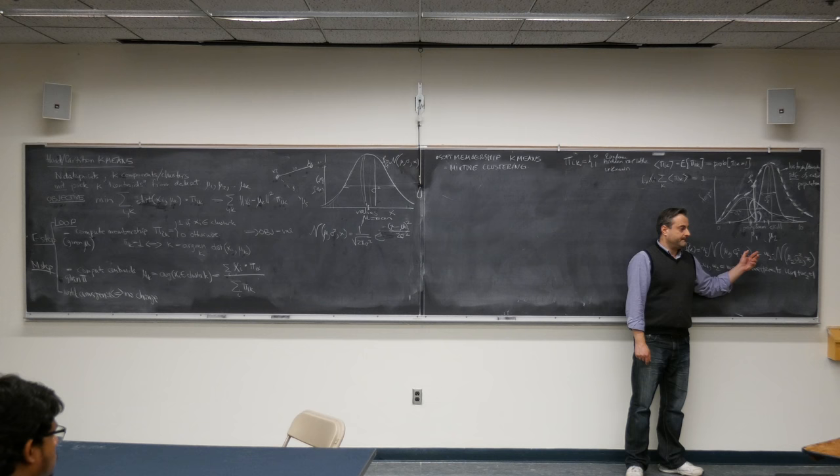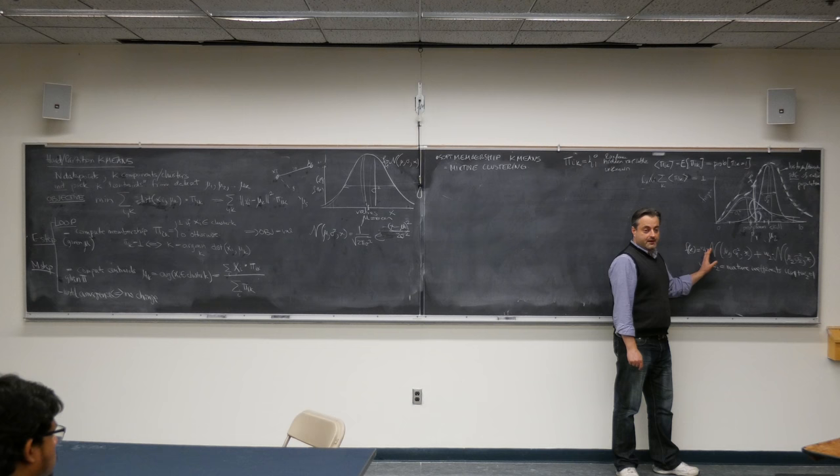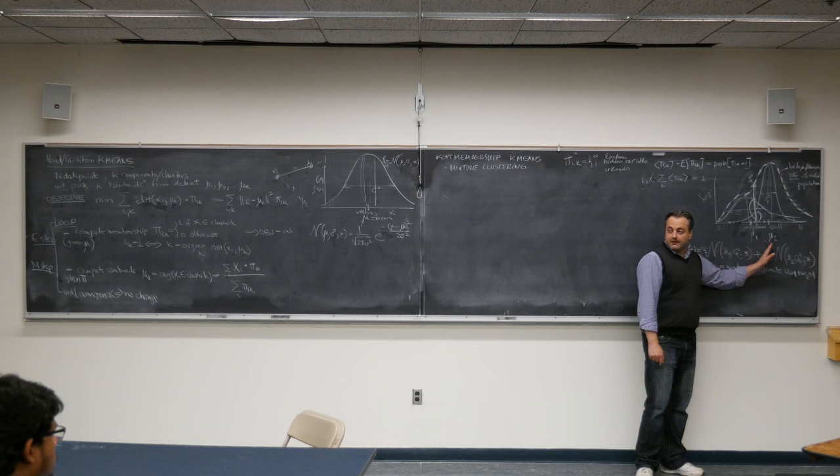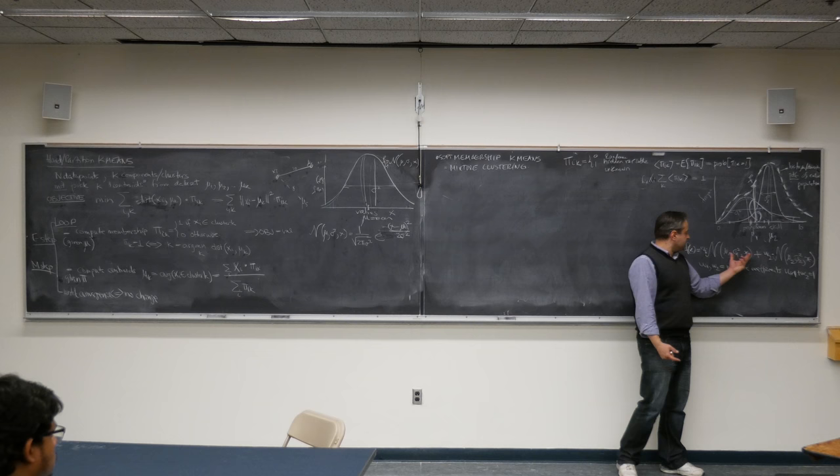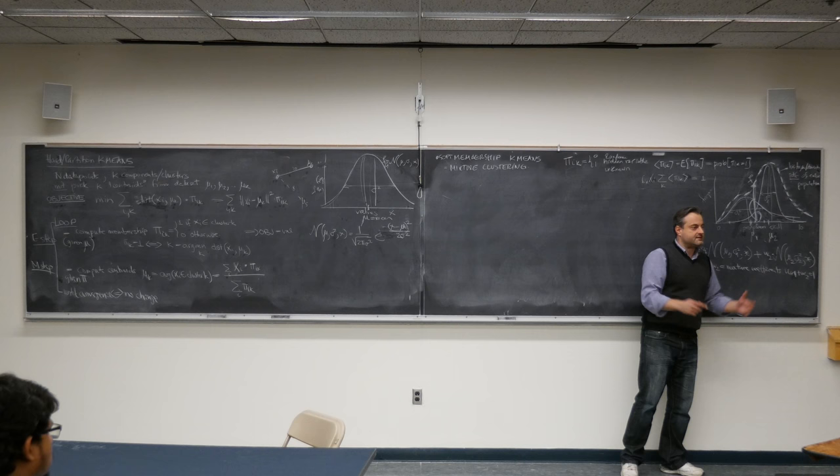Because the integral would be the integral of this times W1, that's W1 times 1, plus the integral of this times W2, so it'd be W1 plus W2, that'd be 1. And it has all the nice properties. It never goes negative, right? Because this one's not negative, this one's not negative. It's all a nice density function. Easy to check. So this is called a mixture.